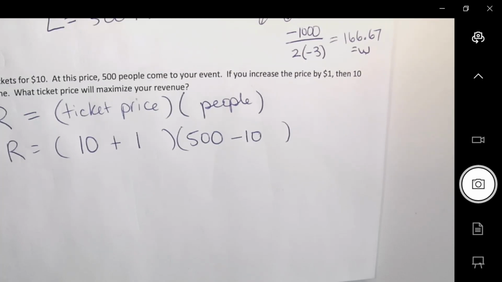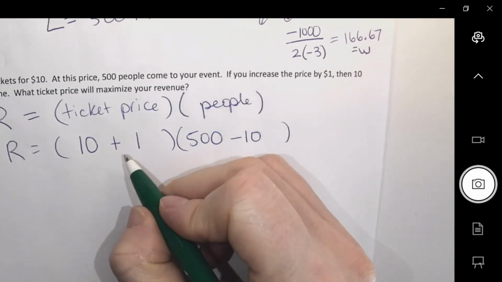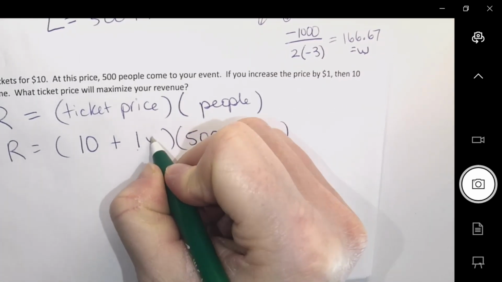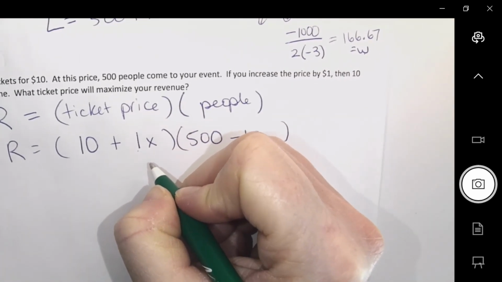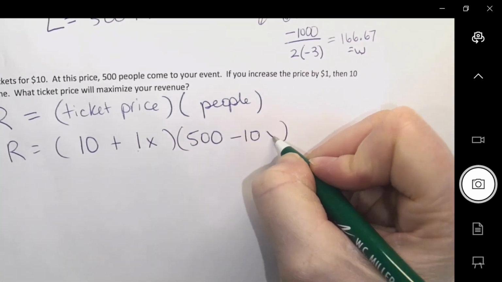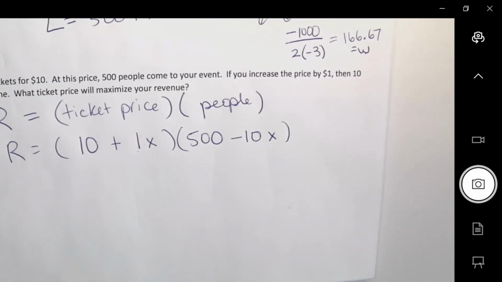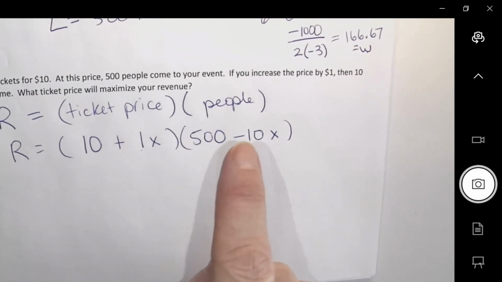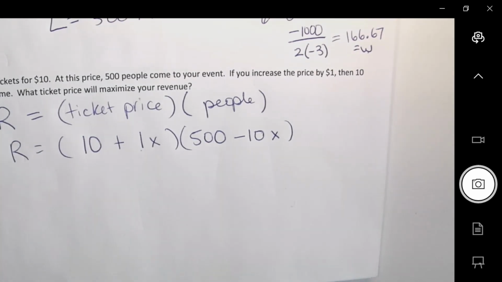And what is wrong with what I did? We need a variable. You need a variable because if I increase this by $1, I don't know how many times I want to do that. So I might go up $2, $3, I don't know. But what happens to the people each time? Also. So if this goes up 2, this goes down 20. If this goes up 3, this has got to go down 30, right? Okay.